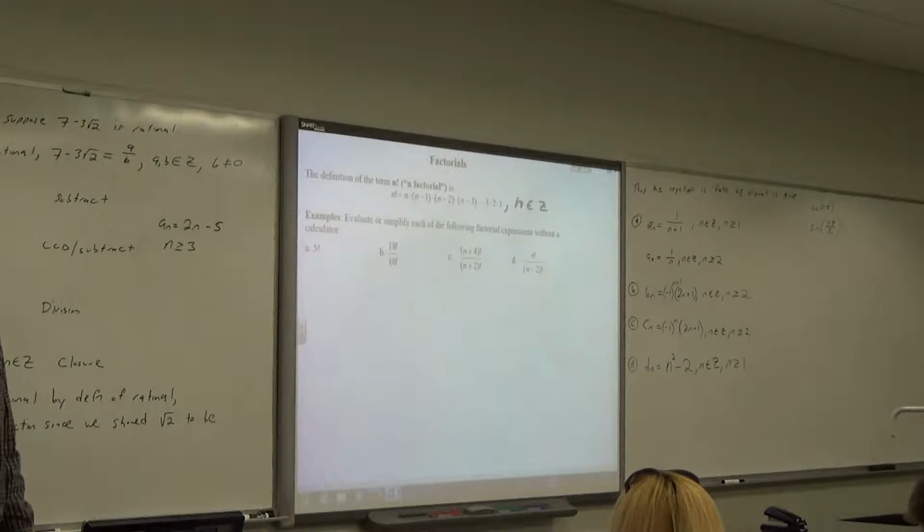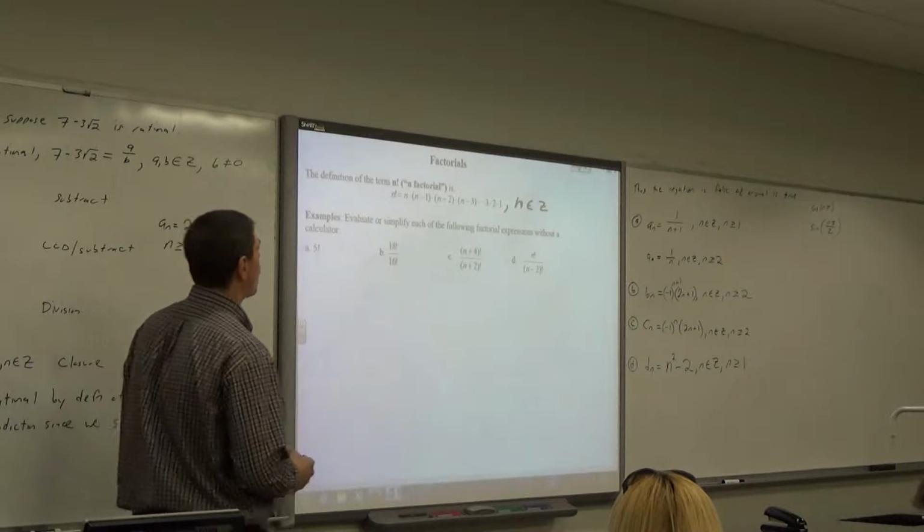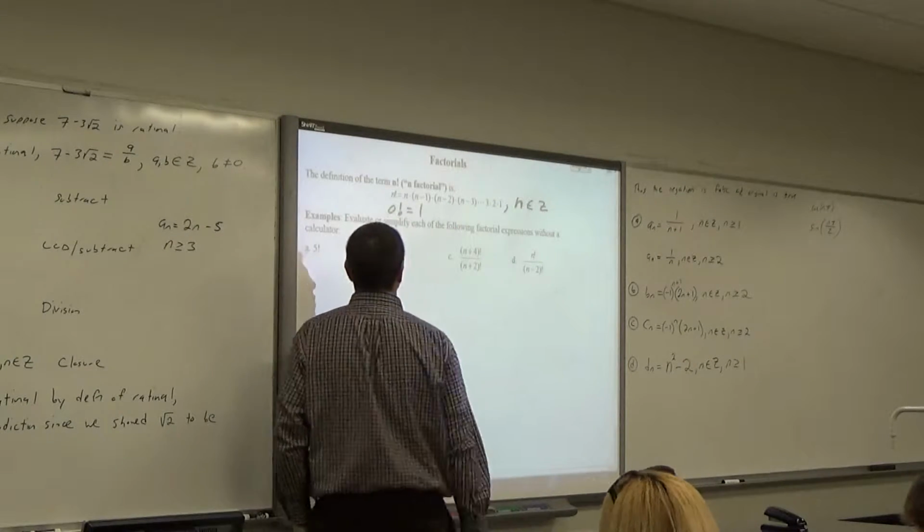Another thing, zero's factorial is 1. Right, 0 factorial is 1. So if you ever run into that, yeah, 0 factorial is 1.